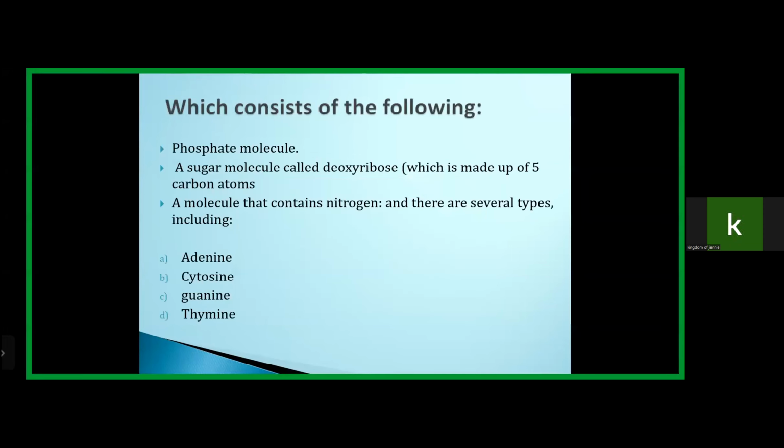And the DNA consists of the following. We have phosphate molecules and sugar molecules called deoxyribose, which is made up of 5 carbon atoms, and the molecules that contain the nitrogen bases, which are adenine, cytosine, guanine, and thymine. Thymine is in DNA, but in RNA we have uracil.